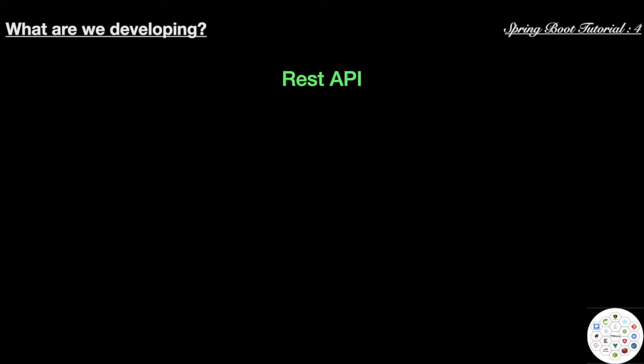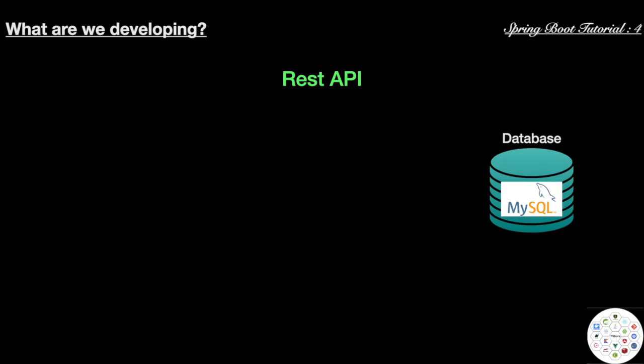Let's talk about the architecture first. A typical application has 3 layers. The first layer is the database layer where we store or persist the data which we are using in the application. So this is the database layer and here we are using MySQL for that.